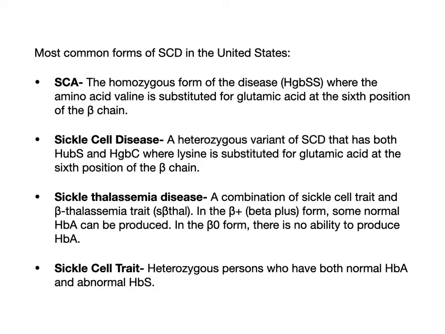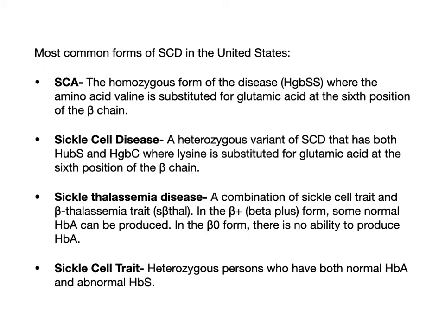The most common form of SCD in the United States is sickle cell anemia. Sickle hemoglobin C disease is a heterozygous variant of sickle cell disease that has both HbS and HbC, where lysine is substituted for a glutamic acid at the sixth position of the beta chain.